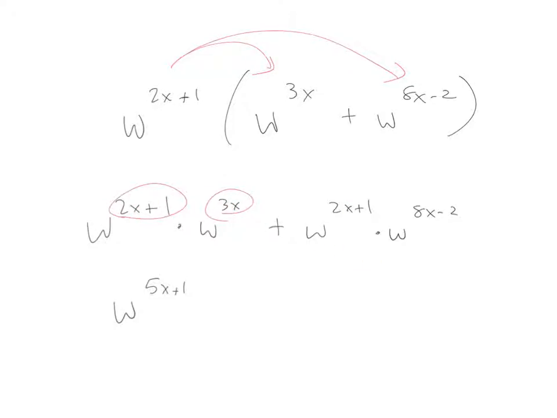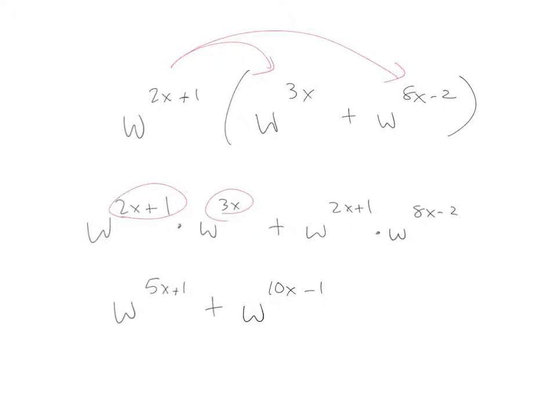Over here, the same thing. Let's add the exponents again. I carry down my plus sign. Notice my plus sign started here, and it carries down. What if this had been a minus sign? It would carry down as a negative sign the whole way through. Then I take 2x plus 1 and add 8x minus 2, giving me 10x and then a minus 1.